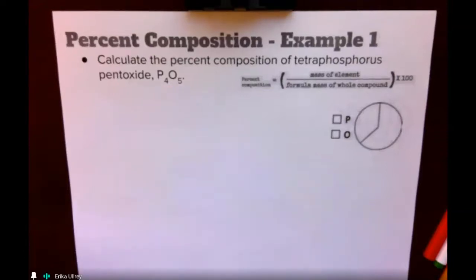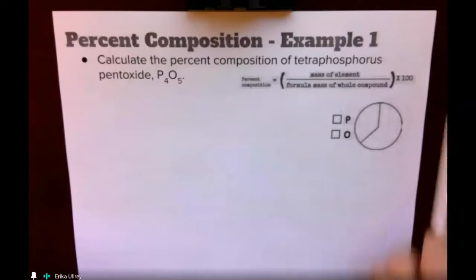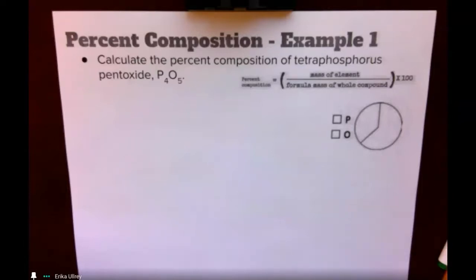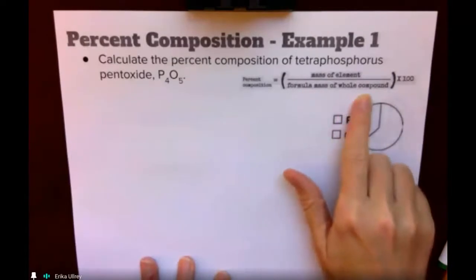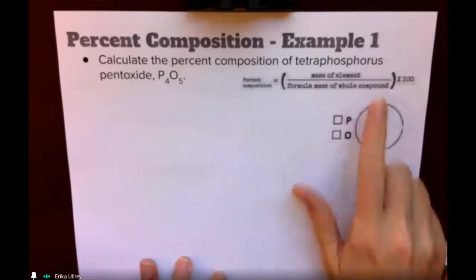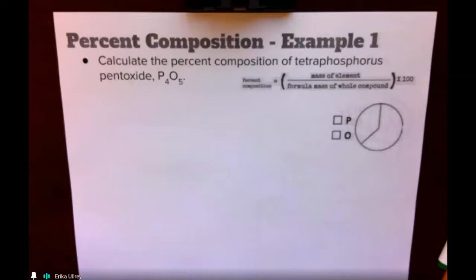So we're going to do percent composition. I'm going to lead you through this first one, and then I'm going to ask for help for the second one. The best part about this is the bulk of it is something you've already done. So step 1 in finding percent composition is we need to find the formula mass of the whole compound. Well, we've already done that. We learned how to do that on Monday, and you practiced it on Tuesday.